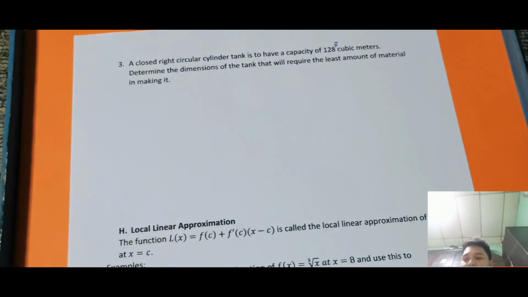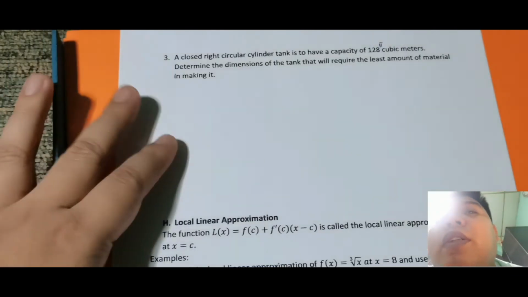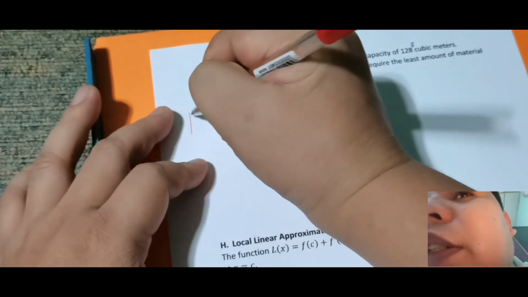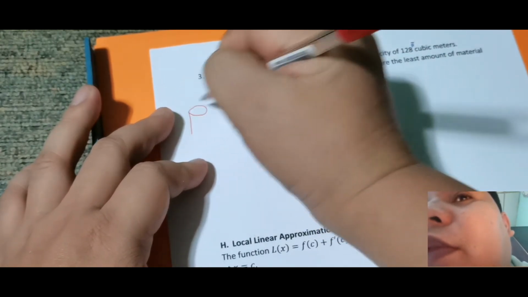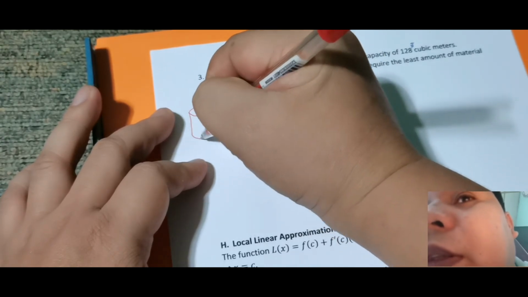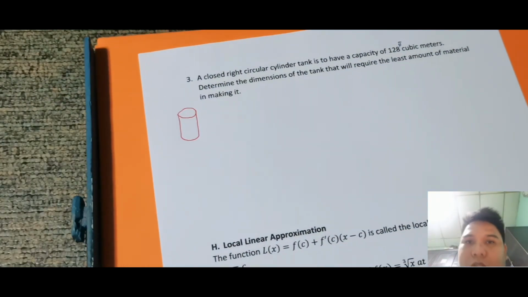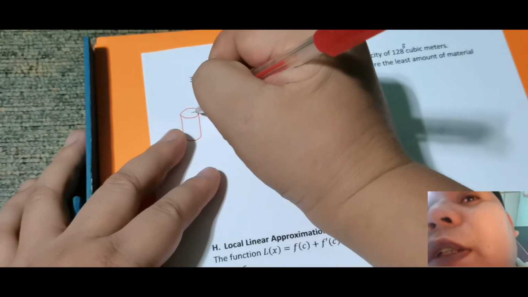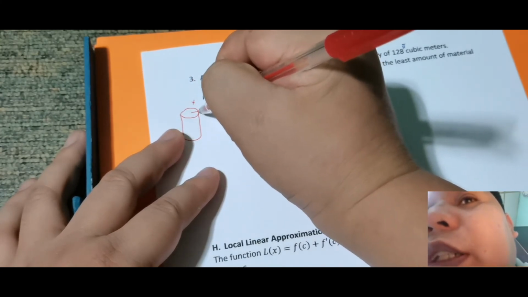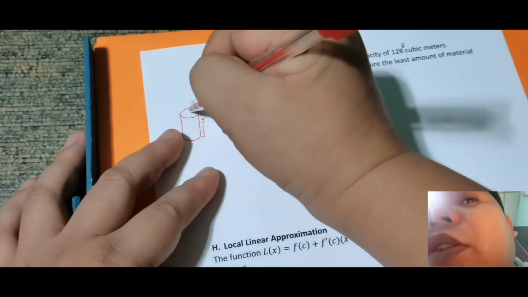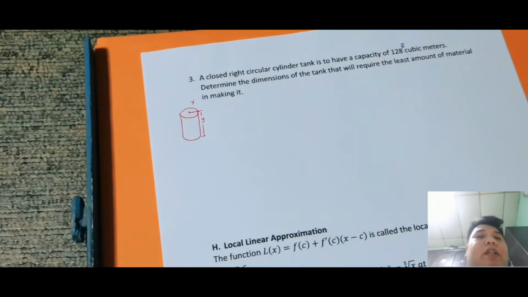So before tayo mag-start, imagine niyo meron tayong cylinder. So may tank tayo na cylinder. Assuming meron tayong tank cylinder dito. Gagawin ni sir is, let me call this may radius siyang x, tapos yung height niya is y.